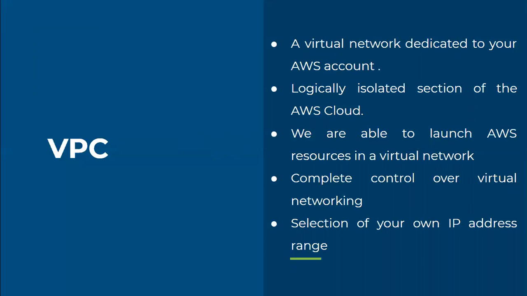What really happens is that Amazon has physical devices which can be logically isolated for use by the users. Users can be a company or anything. So they are logically isolated sections in the AWS cloud, and we are able to launch AWS resources in the virtual network. One of the key features of the VPC is that we have complete control over our own virtual networking environment, like we have our own private cloud. Another feature is that we can select our own IP address range.